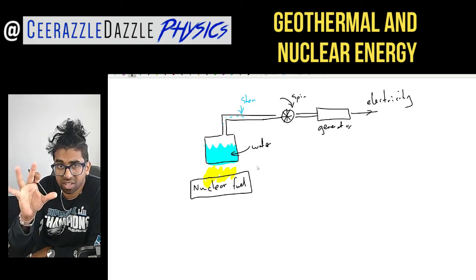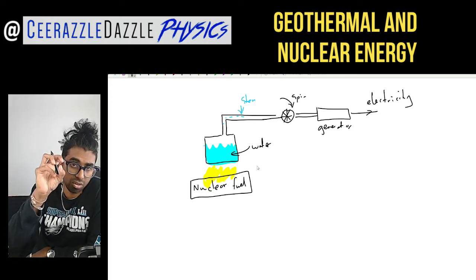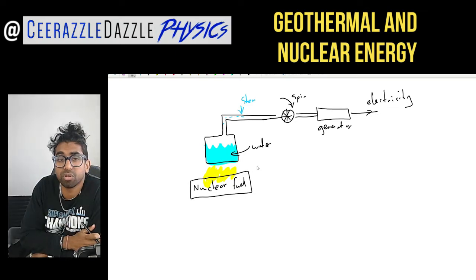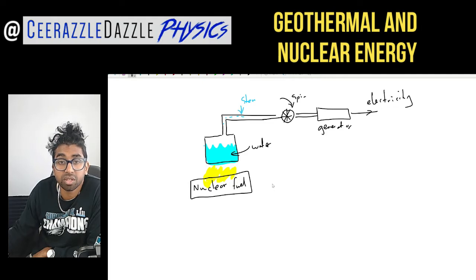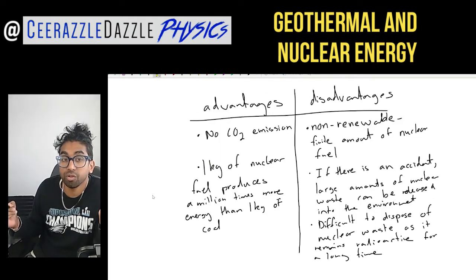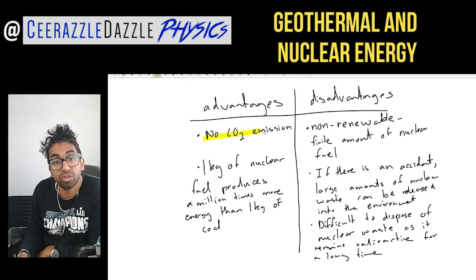But obviously make sure you understand that it's the nuclei which is splitting in the fission process which produces that energy. Make sure you understand that. So what about the advantages and disadvantages of nuclear energy? Advantages of nuclear energy. Number one, there is no CO2 emission. No carbon dioxide is emitted in the whole process.